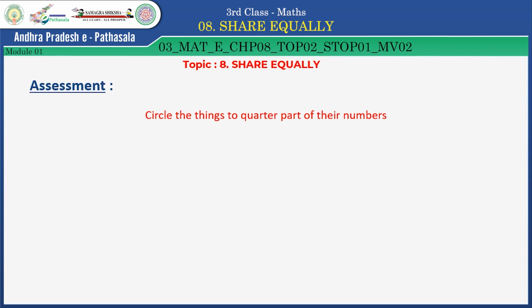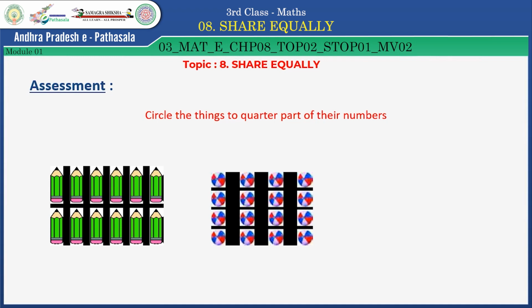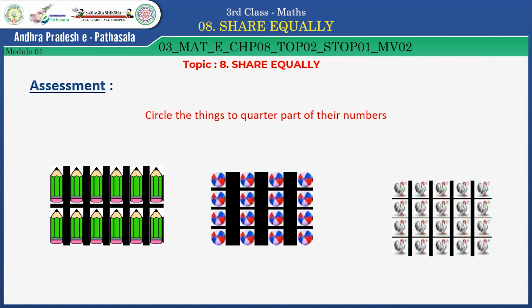Circle the things to the quarter part of their numbers. Observe the pictures. In the first picture, there are 12 pencils. In the second picture, there are 16 balls. And in the third picture, there are 20 hens. Now circle the things to the quarter part of their number. In the first picture, now we draw the circle to the quarter part of their number. That means out of 12, a circle is drawn around, yes, 3 pencils.